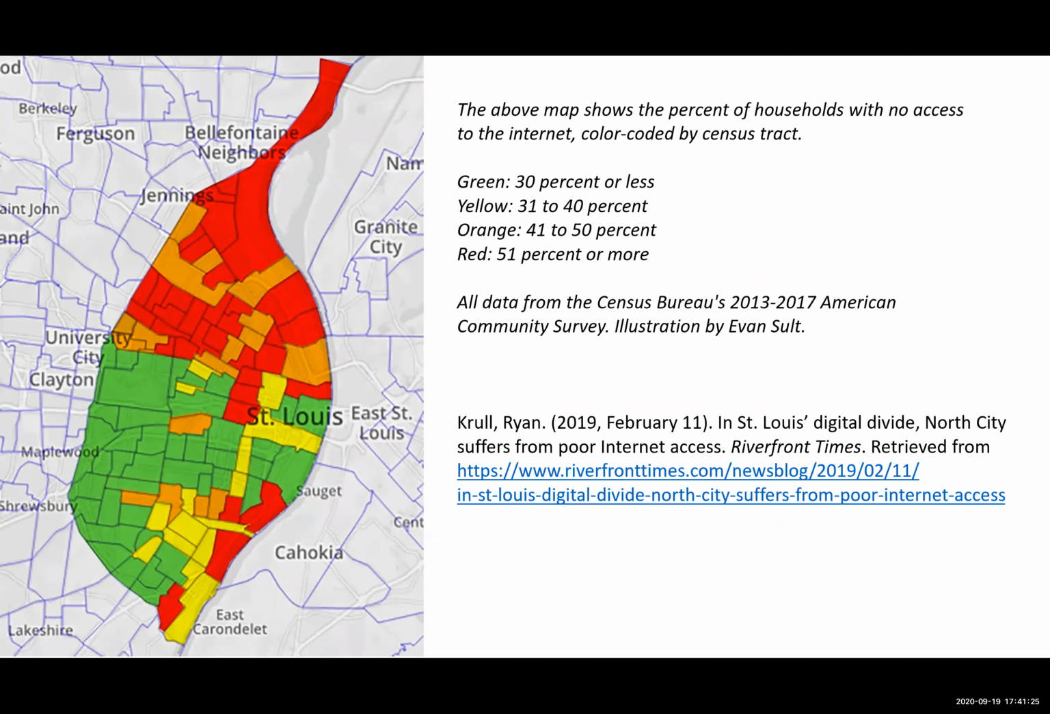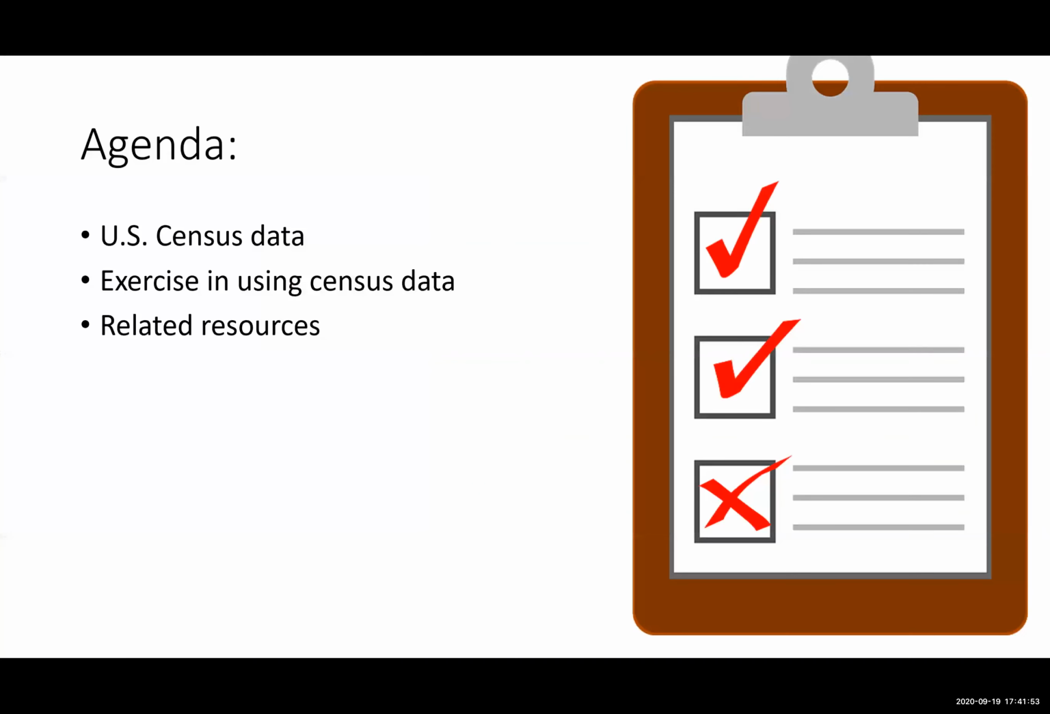In this example, the author examined data from something called the American Community Survey. The article looked at the percent of households without access to the internet per census tract in the city of St. Louis. What is the American Community Survey? How does it differ from the decennial census? And what is a census tract? And how can you find census data for your research? In this video, we will cover the basics of census data and suggest where you can go to find additional information.